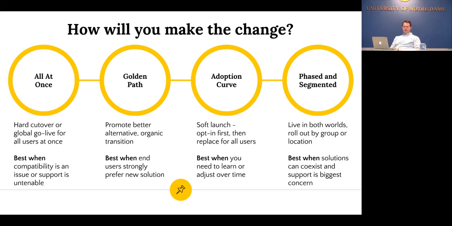The adoption curve is one you see a lot with software as a service vendors. Google does this, Microsoft does this, Box, Zoom, where a lot of times what you'll see is a soft launch. We're going to put this thing in there, let people opt in to use it, and eventually we're going to force it by pushing it out on them.